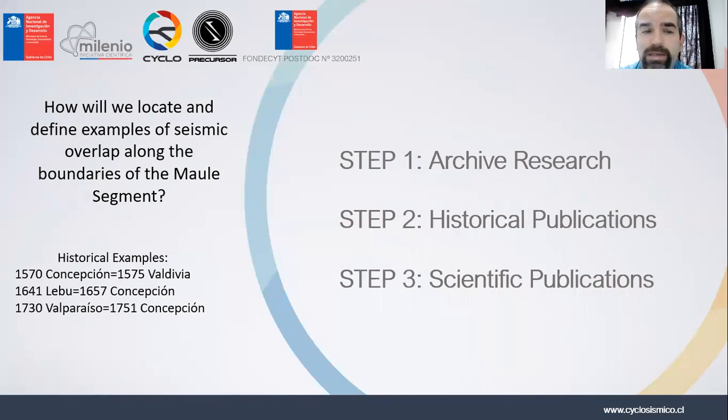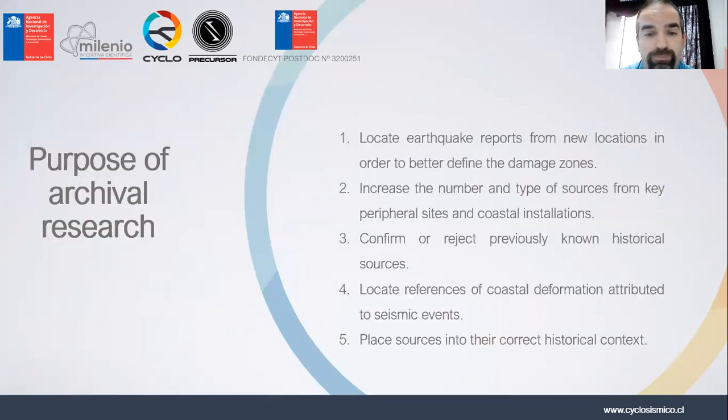How will we locate and define examples of seismic overlap along the boundaries of the Maule segment? Possible examples could be the 1570 Concepcion and 1575 Valdivia earthquakes, or the 1641 and 1657 Concepcion earthquakes, or the 1730 Valparaiso and 1751 Concepcion earthquakes. In order to analyze these sets of earthquakes, we will do 3 steps: archive research, historical publications, and scientific publications.